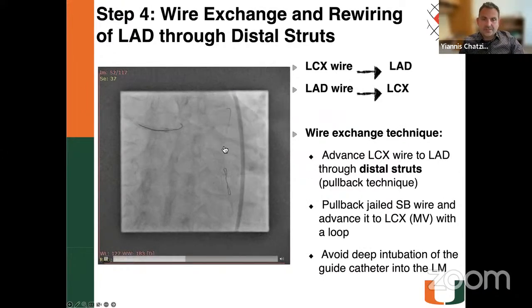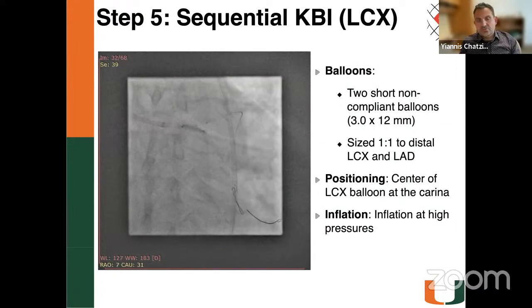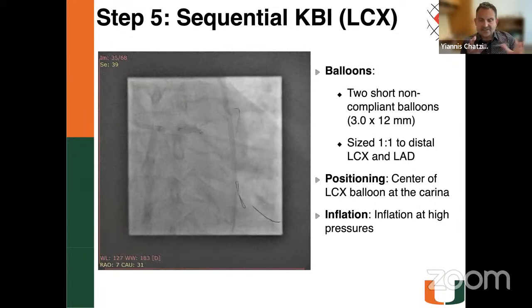Then what we do is we exchange the wires. We take the LAD wire and put it down into the circumflex, and then we pull back the jailed circumflex wire out into the aorta, and then again we rewire with a loop, preferably, to secure that we're within the struts, within the stent. So with a loop, we rewire essentially down into the LAD. That's a wire exchange technique. And then we do kissing balloon, and there's a specific technique here. Lately, we like to have the sequential kiss and then the simultaneous.